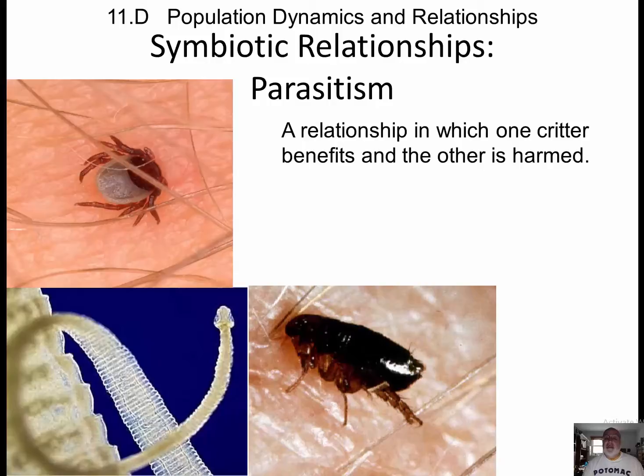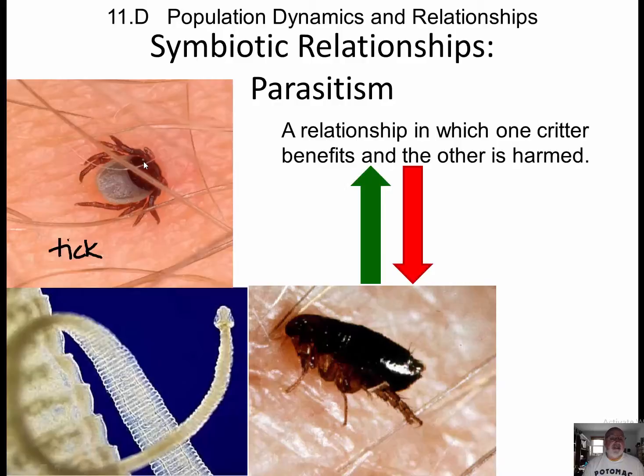Then the last slide, this is what's called parasitism. This is the relationship where one critter benefits and the other one is harmed. Definitely happens in terms of a tick. The tick actually buries itself, in this case into human skin, drinks the blood, and it actually takes the blood, which is supposed to be providing good stuff for the cells and taking away bad stuff from the cells.